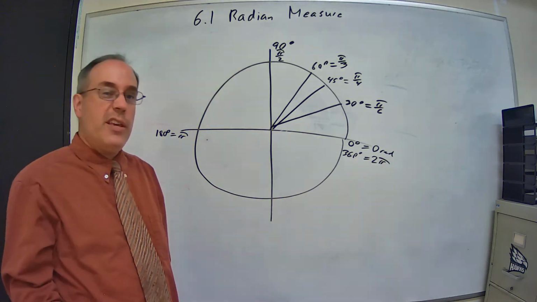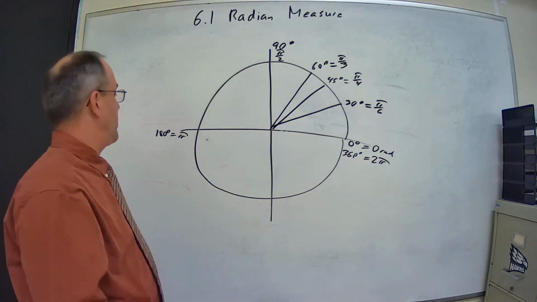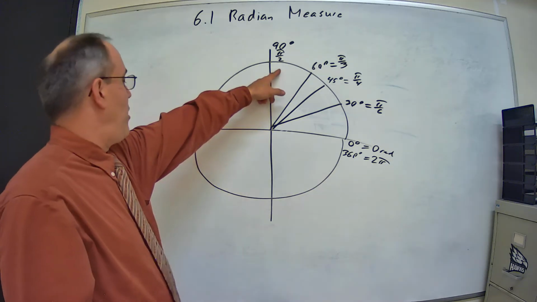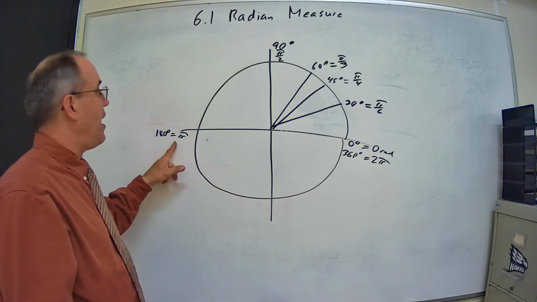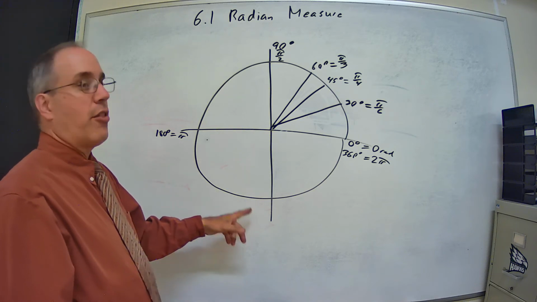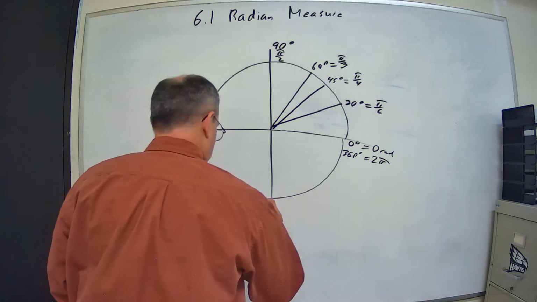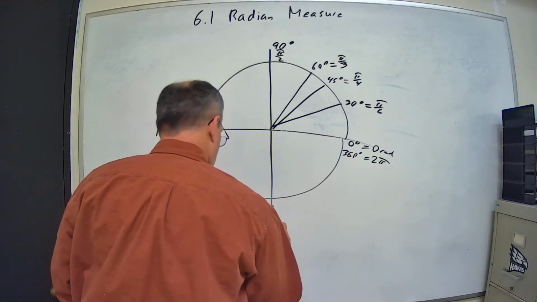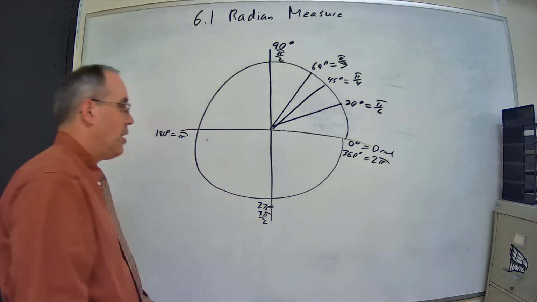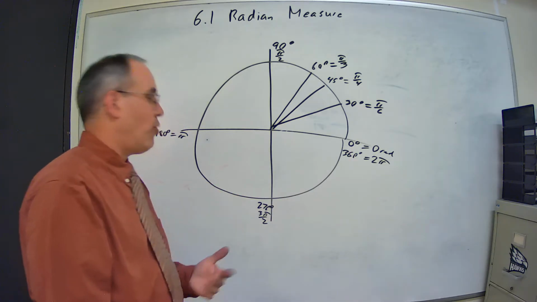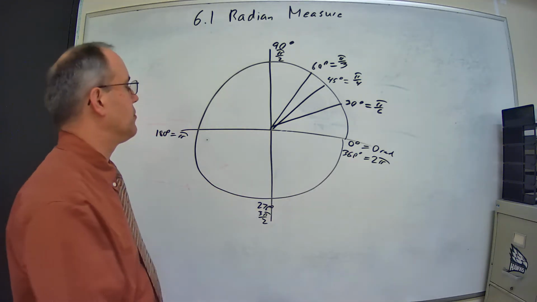So now that we have these, we can really go around and do everything else. 90 is pi over 2, plus 90 is 2 pi over 2, or pi, plus 90 is 3 pi over 2, so 270 degrees is 3 pi over 2, and plus another 90 degrees is 4 pi over 2, or 2 pi.